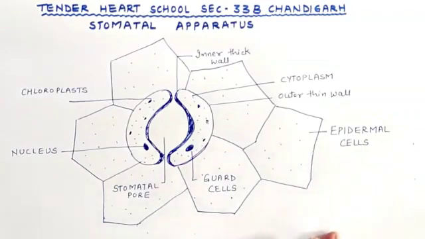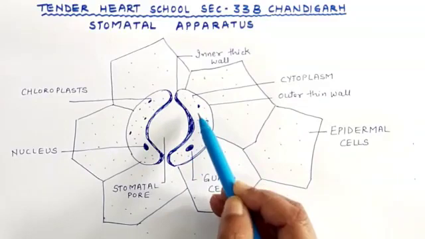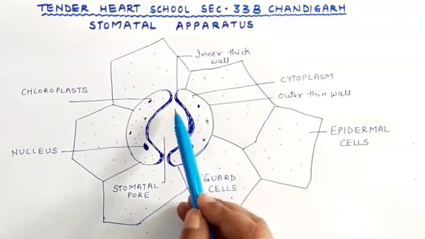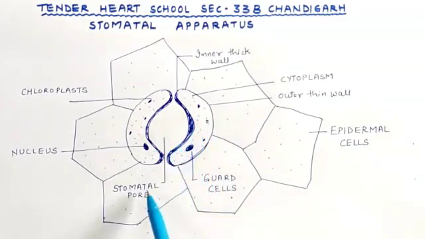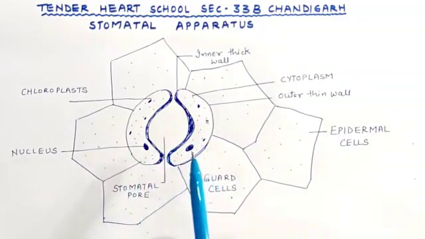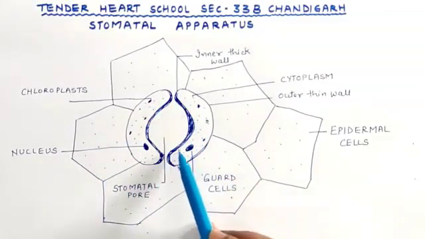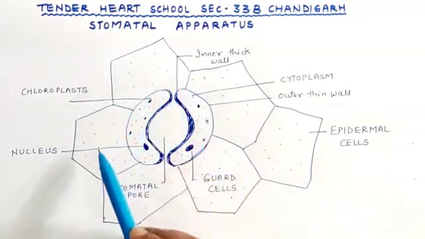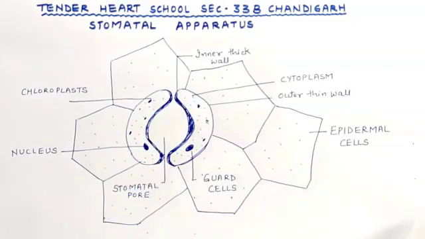So this is what shows you the structure of the stomatal apparatus. The stomatal apparatus has two guard cells which are bean-shaped. Bean-shaped guard cells are present in dicot plants, right? Then the cavity formed by these two bean-shaped guard cells is called the stomatal pore. So these are guard cells, stomatal pore. You have to label the nucleus of the guard cell, chloroplast, cytoplasm, inner thick wall, outer thin wall, and these are all surrounded by the epidermal cells. That is it, children. Thank you.